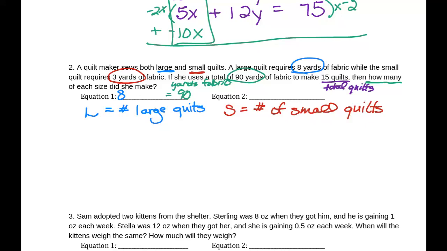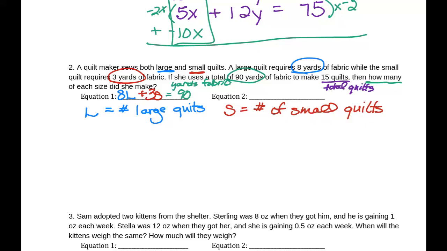No, that's my variable, but I'm going to make L number of them. So that's going to be 8 times L plus, I know it takes 3 yards of fabric for a small one. So that is 3 times S, and that equals 90. So that whole equation talks about the number of yards of fabric that we need. The other side talks about the total number of quilts.